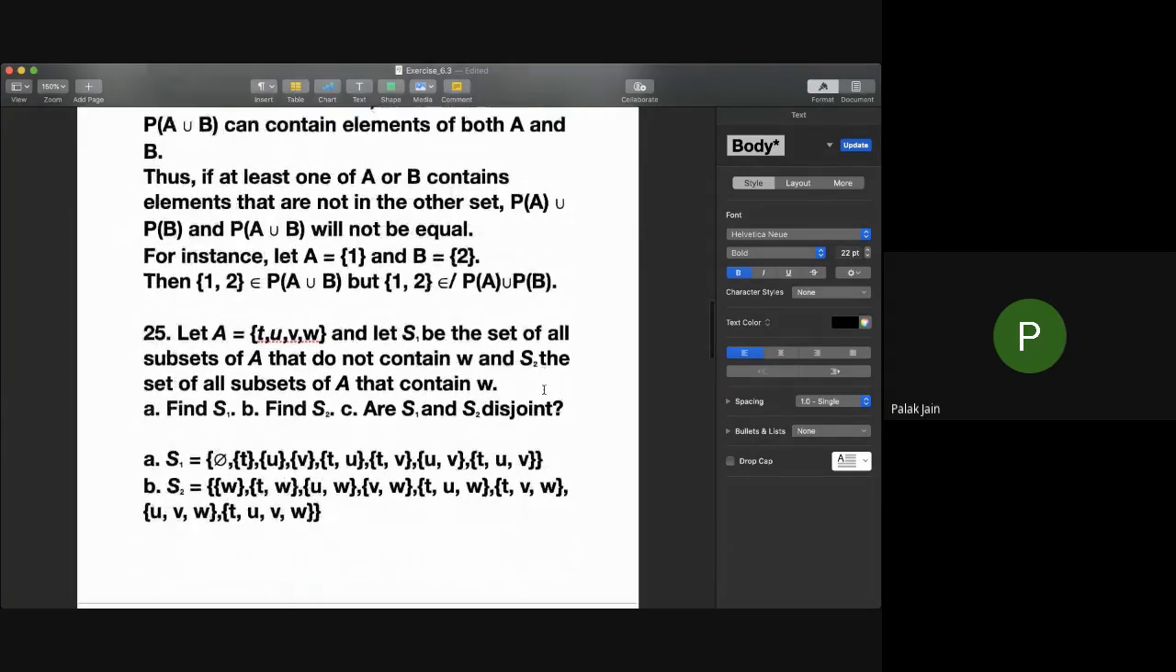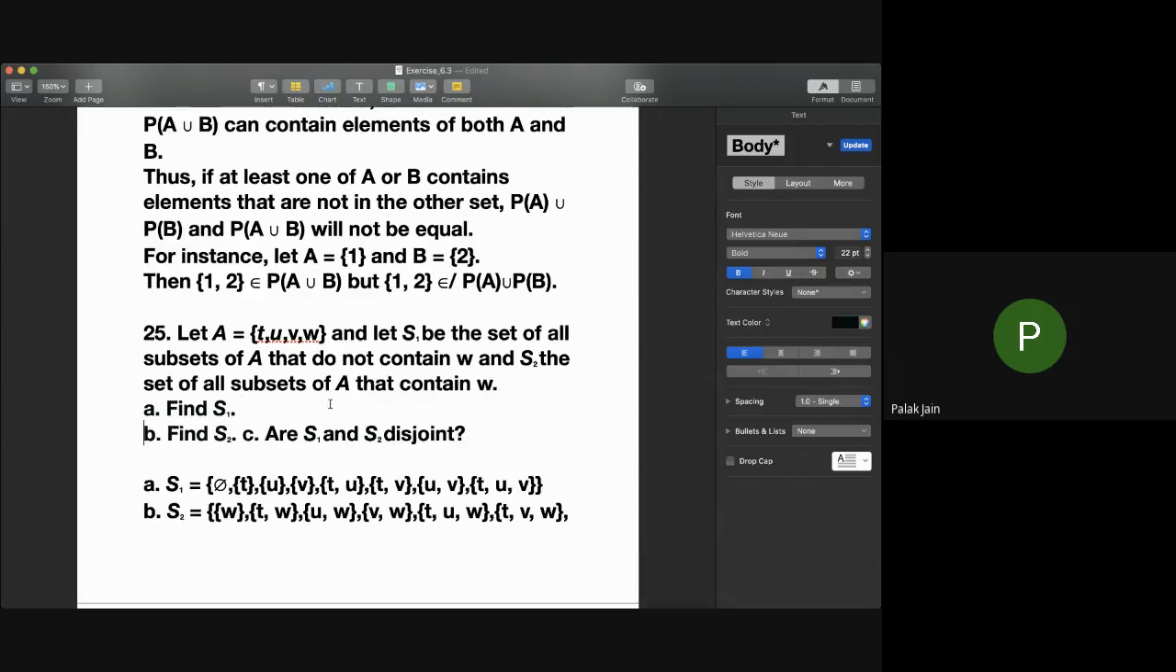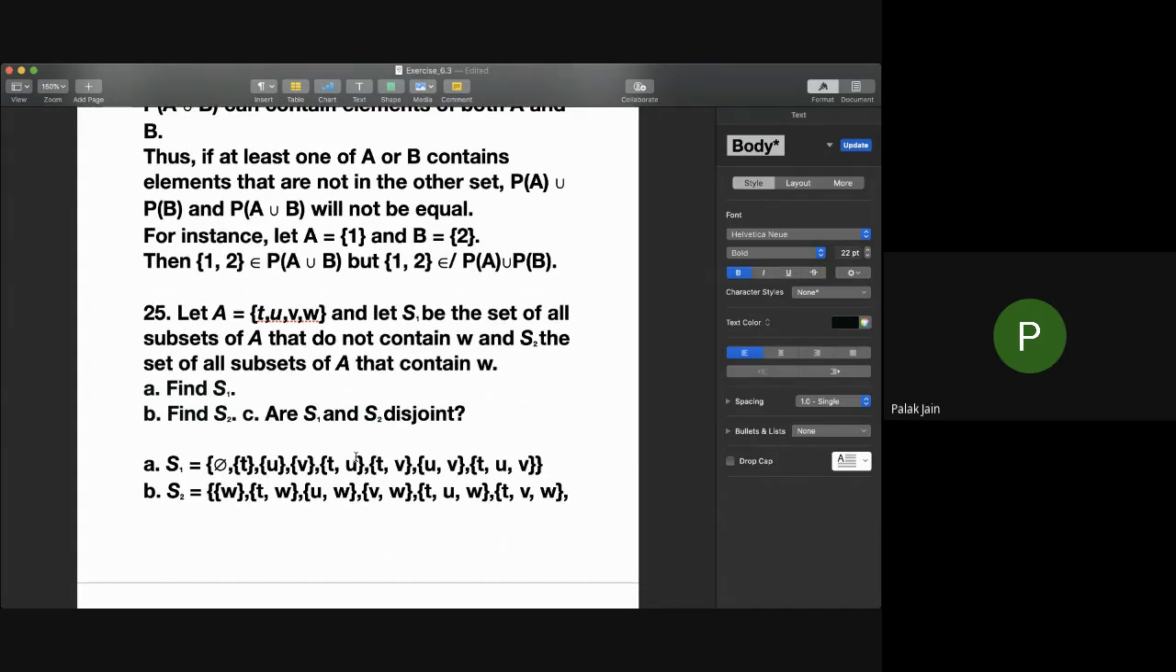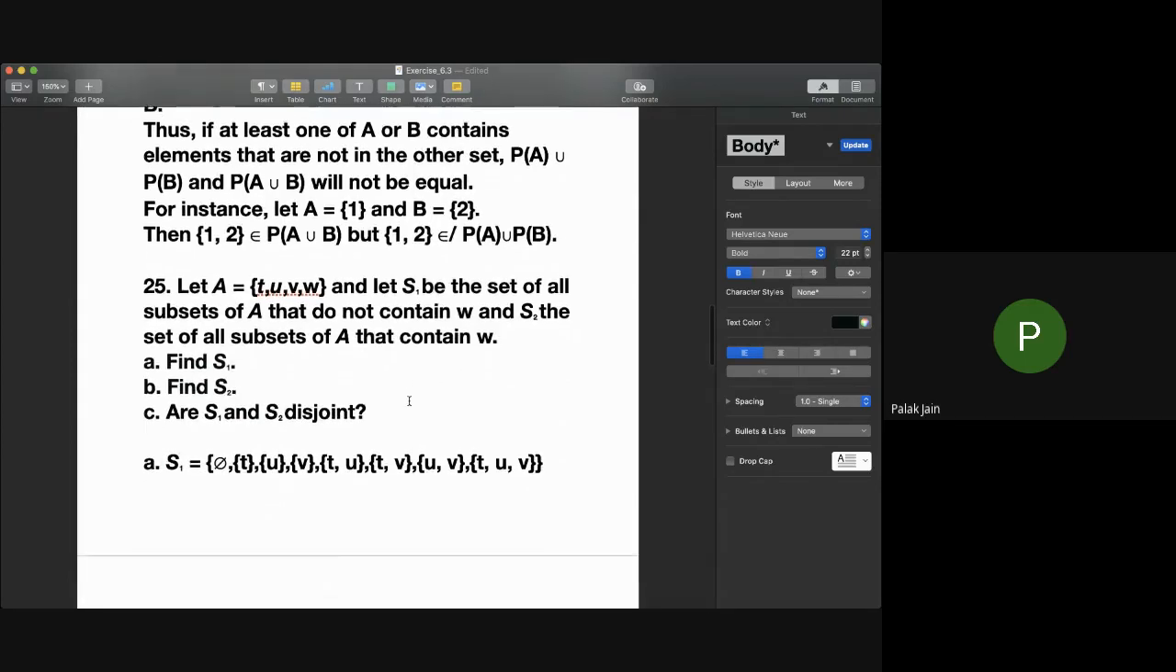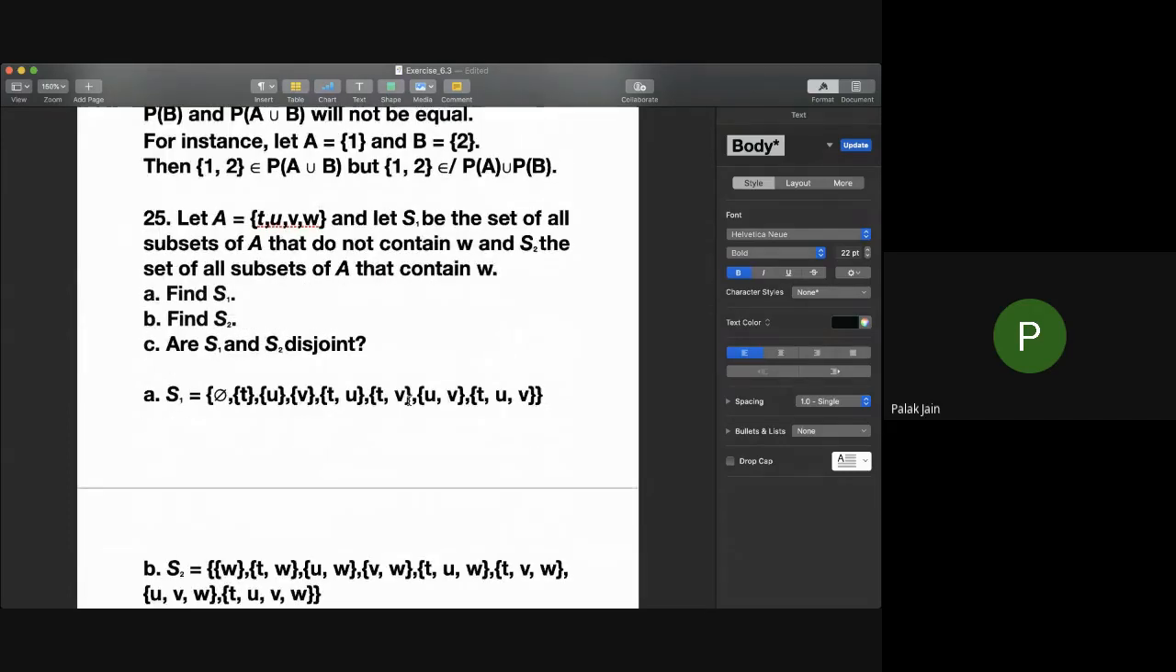The next question is the 25th question. If A is equal to {T, U, V, W}, and S1 is the set of subsets that do not contain W, and S2 is the set of all subsets that contain W, we have three parts in this, A, B, and C. A is defining S1 and B is defining S2. And C asks you to say if S1 and S2 are disjoint. Disjoint meaning they don't have common elements in them.